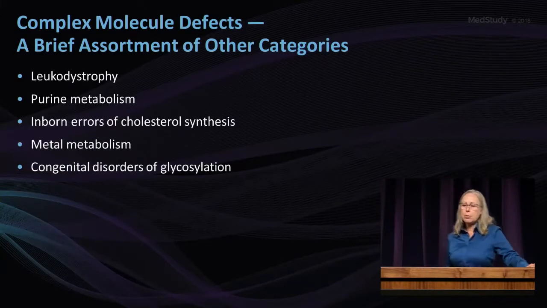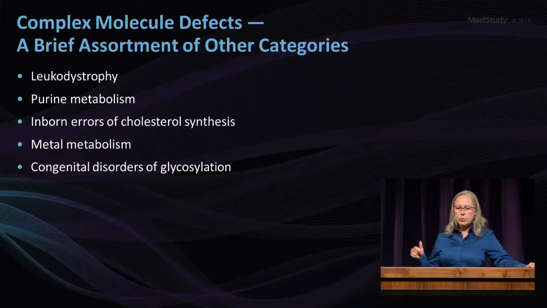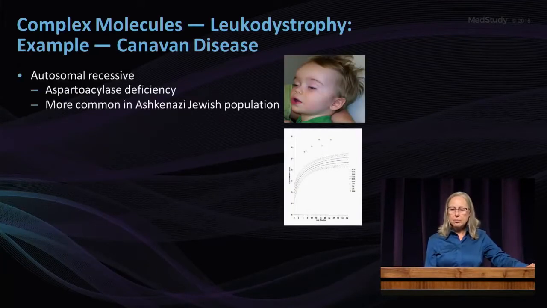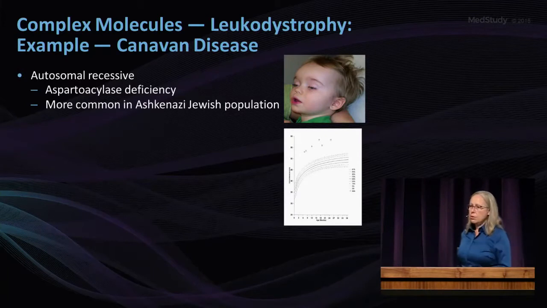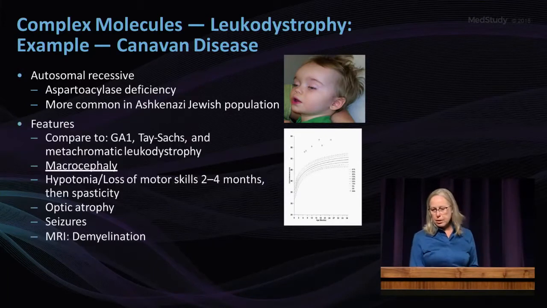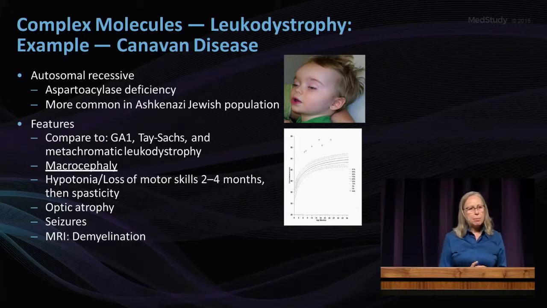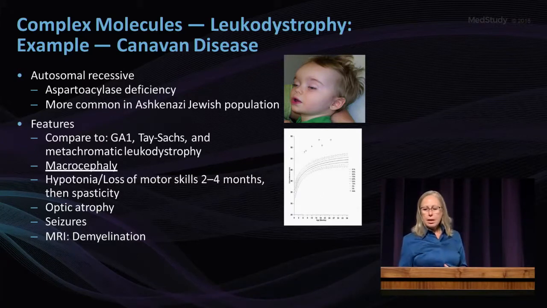All right, a brief assortment of other categories: leukodystrophy, purine metabolism, cholesterol, metal, and congenital disorders of glycosylation. All right, Canavan. It's autosomal recessive due to aspartoacylase deficiency, and it's much more common in the Ashkenazi population. Compare this to GA1, Tay-Sachs, and metachromatic leukodystrophy. All of them have macrocephaly. And here's the growth curve with this child. You can see this is absolute macrocephaly.